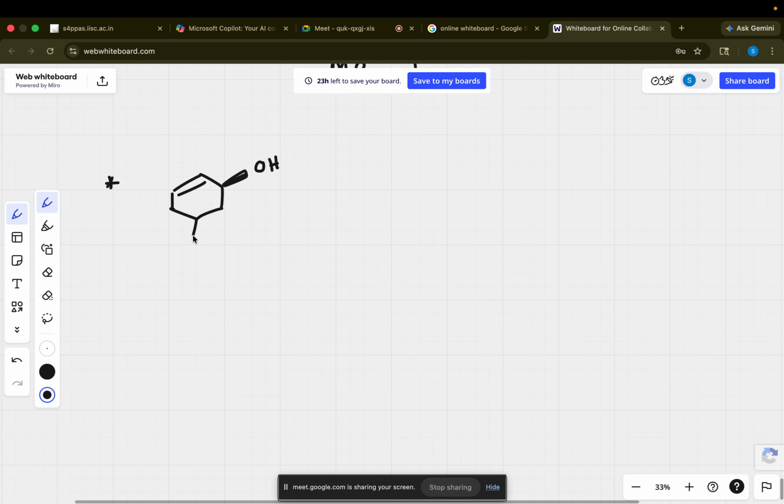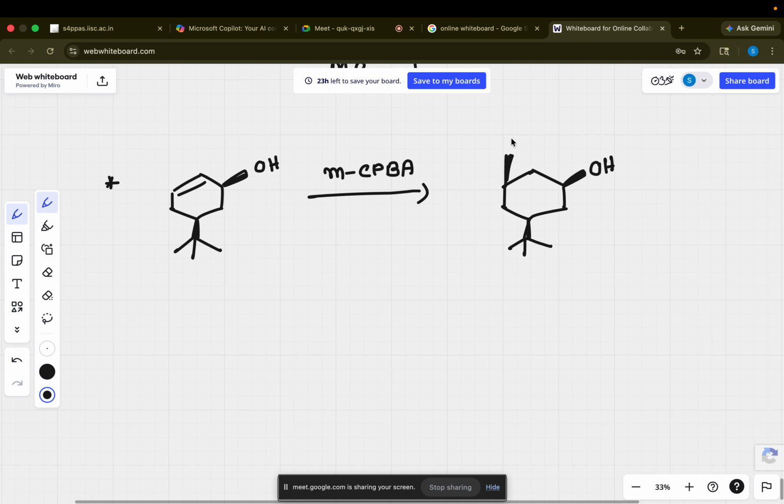Suppose you have this, and now I am using MCPBA. So what will be the product? Tell me quickly. What will be the product here? The addition will happen, but it will attack from above the plane. So here you have OH, right? If you have OH, the epoxidation will happen from above the plane, due to what? Due to hydrogen bonding.